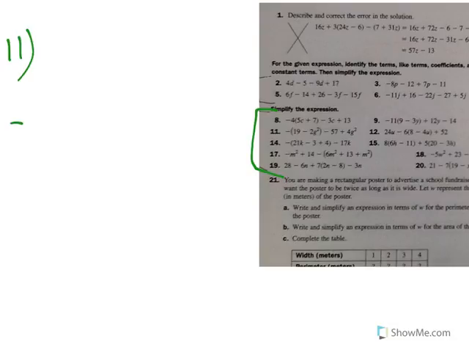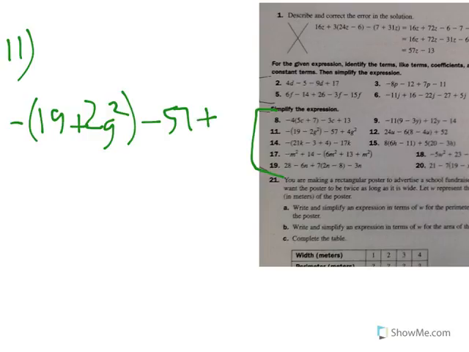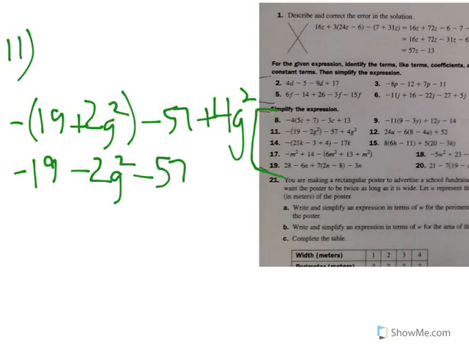is it says take the negative of 19 plus 2g squared minus 57 plus 4g squared. So what we need to do is get rid of these parentheses. The way we do that is by basically taking the opposite of everything in there because there's a negative sign in front of there. So it's going to be negative 19 minus 2g squared minus 57 plus 4g squared.